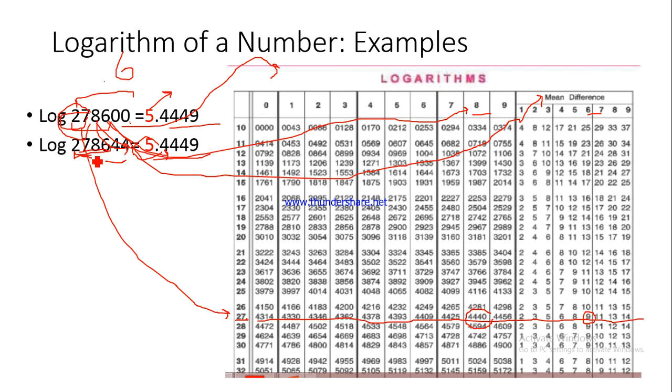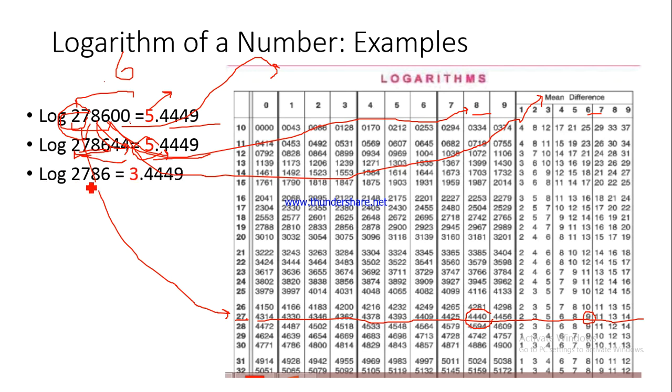So be it 278600 or 278601 or 278698, 278699, the log of all these numbers is going to be the same. So this is what I have sacrificed. I have sacrificed accuracy and I have gained convenience in return, right? Now this was the reason I actually took up this example. Now let me take up another example.